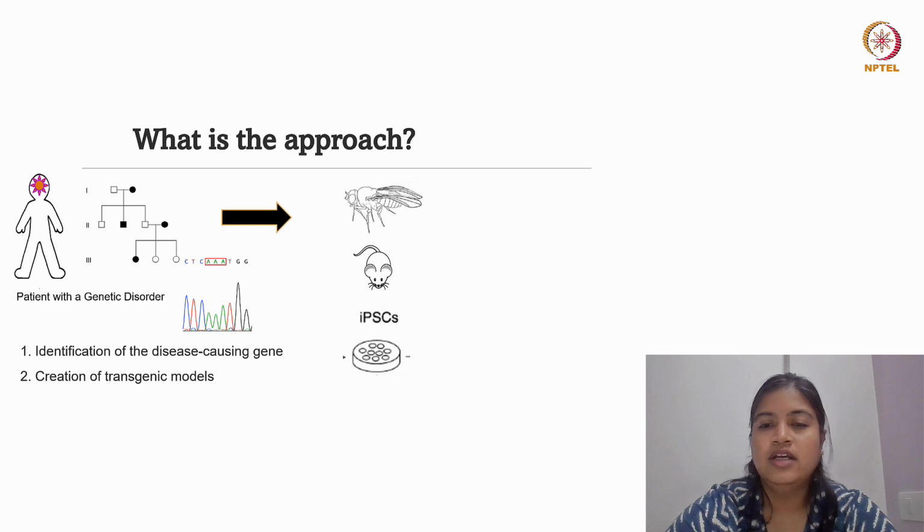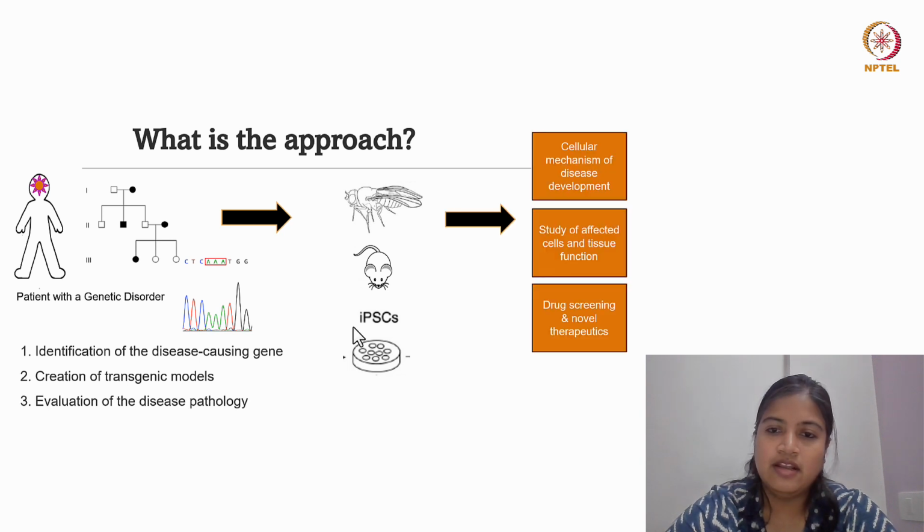Now, depending on the studies that would be required to figure out the mechanism of the disease and what kind of drugs can be used to cure, we can use several different kinds of model organisms. Some of the frequent ones are Drosophila, mouse, and patient-derived stem cells. And then once we have a model system established, then we can look at the cellular mechanism of the disease development. We can study the affected cells and the tissue function. And we can also use the model system for drug screening and finding out novel therapeutics.